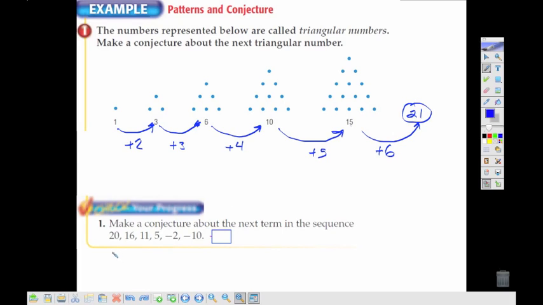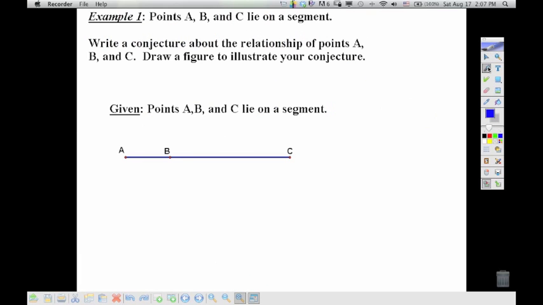We notice in the next pattern that we're first subtracting 4, then we're subtracting 5, then we're subtracting 6, then we're subtracting 7, then we're subtracting 8. And so we make a conjecture or a guess that the next number would be subtracting 9, which would be a negative 19.